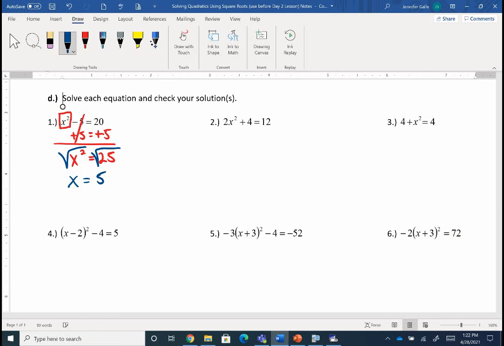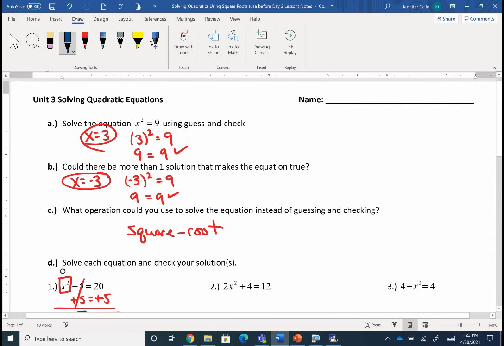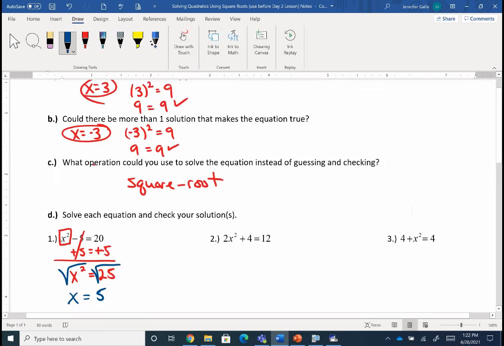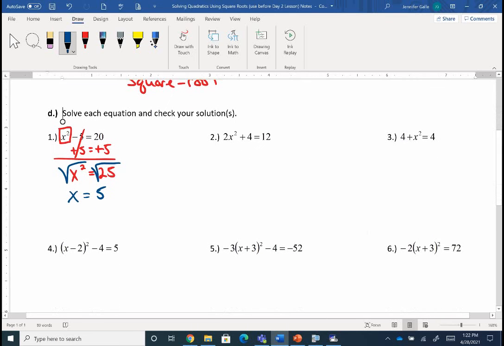But here's the problem, though. When we did our guessing and checking up here, positive 3 was not my only possible answer. What was my other one? It could also have been negative 3. So the same thing's going to apply here. I could square positive 5 and get 25, or negative 5. So when we're solving using our square roots, there's the possibility we're going to have two solutions.